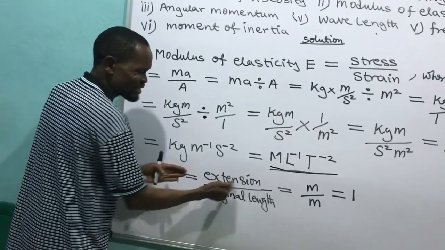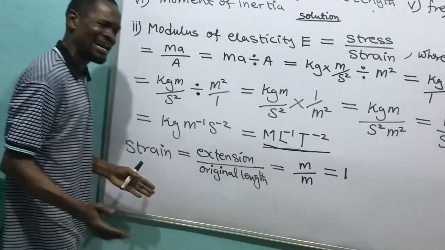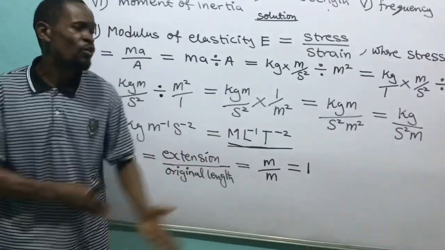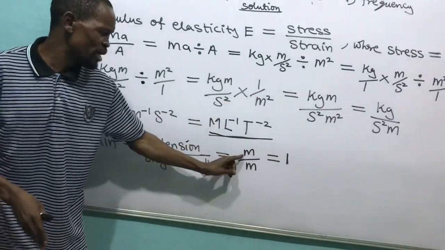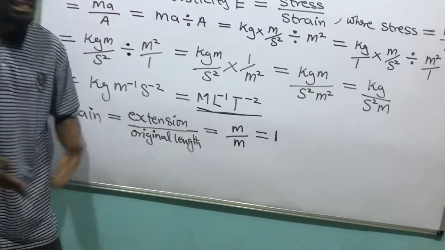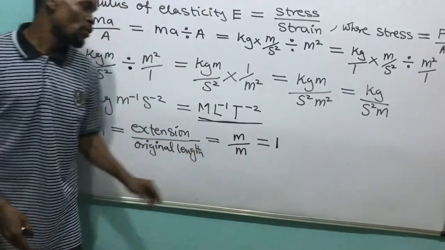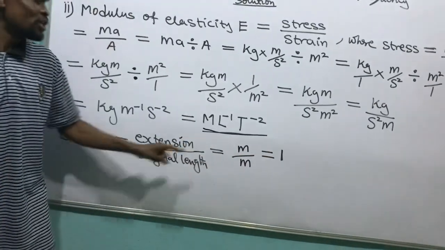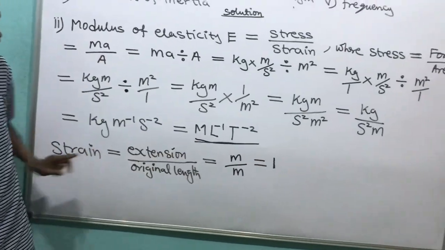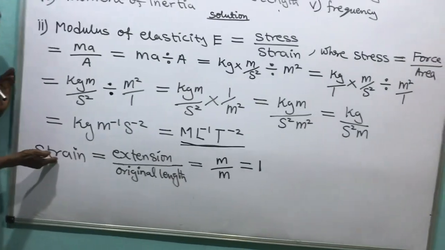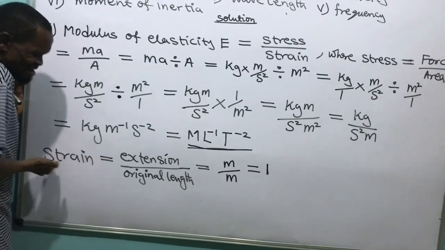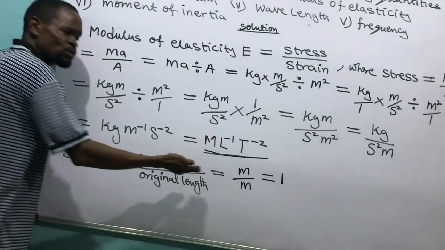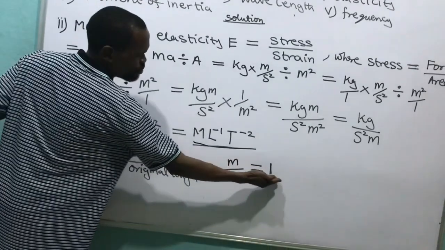Strain is equal to what? Extension over original length. What's the extension? Extension is a distance or length, which you measure in meters. What's the original length? It's measured in meters. When I say meter, meter will cancel meter, and will give me 1. So the dimension is 1. That's why we say that strain is a dimensionless quantity. That's the reason why we got it to be 1.